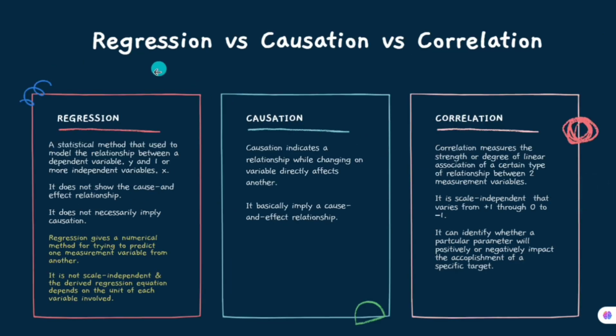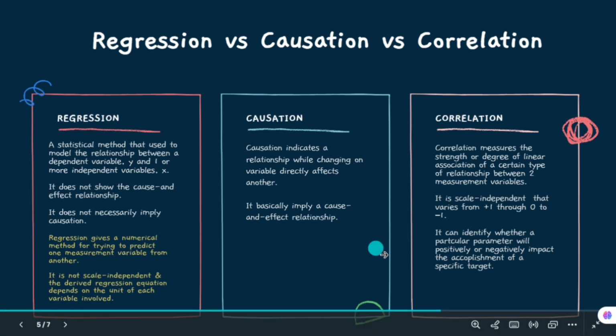Now, regression versus causation, and regression versus correlation. What are the differences between them? Regression is a statistical method, not deterministic, that is used to model the relationship between a dependent variable y and one or more independent variables x. It does not show a cause and effect relationship, and it does not necessarily imply causation. Whereas causation indicates a relationship where changing a variable directly affects another, and it basically implies a cause and effect relationship.